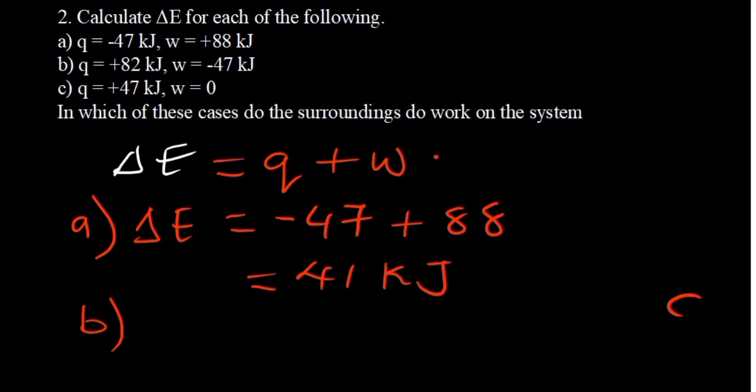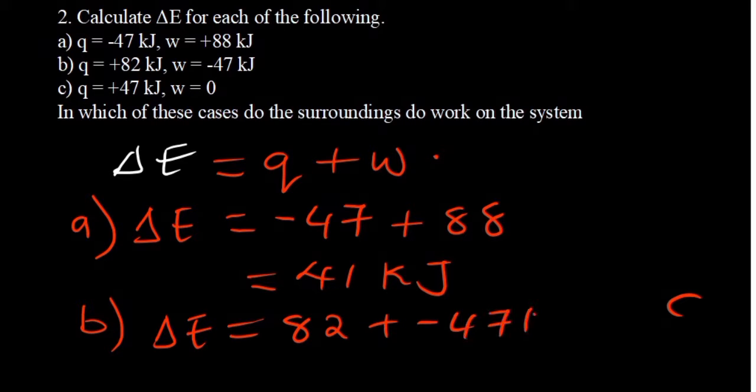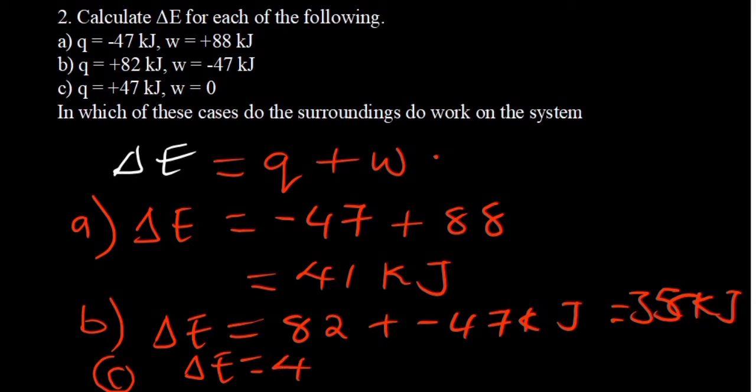Again, the change in internal energy for B is going to be the summation of 82 kilojoules plus negative 47 kilojoules, so we're going to have 35 kilojoules. Then finally, the last one, C. The change in internal energy is going to be a summation of 47 kilojoules plus 0 work, which is still going to be 47 kilojoules.